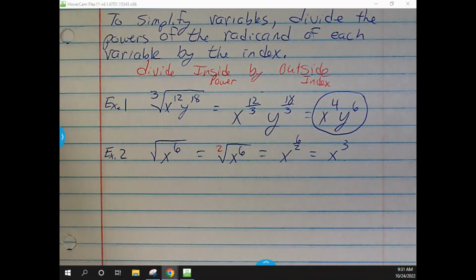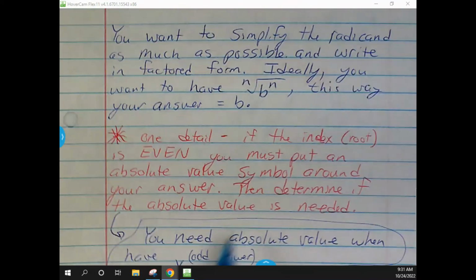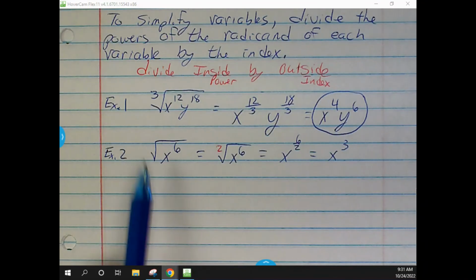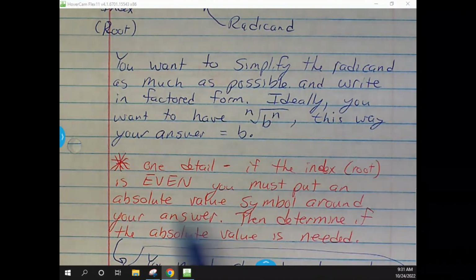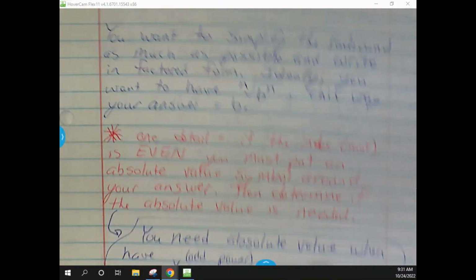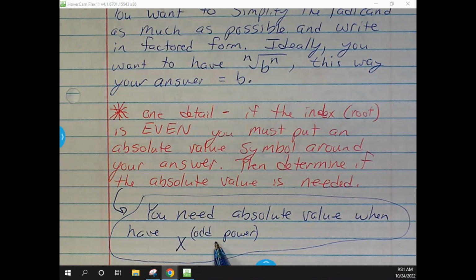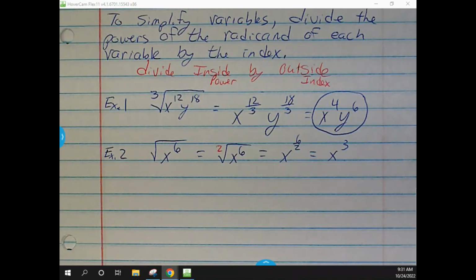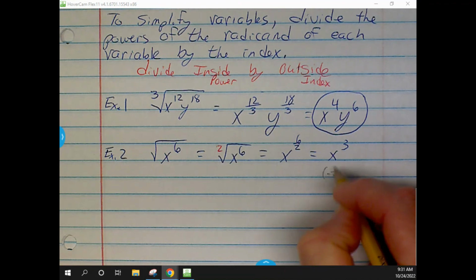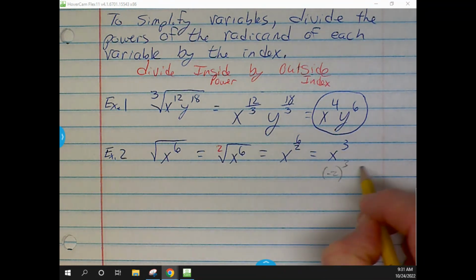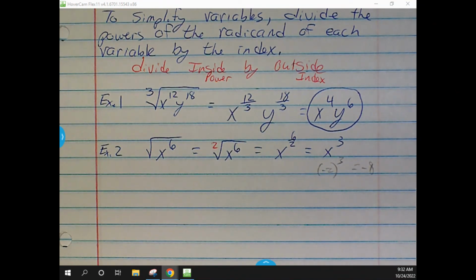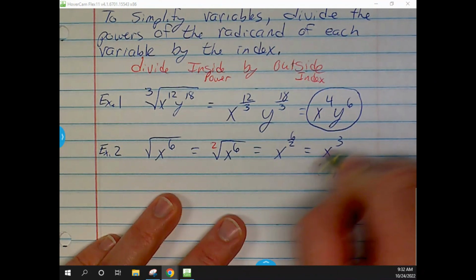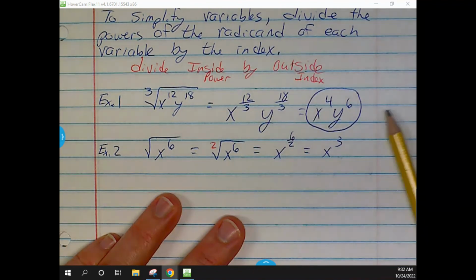All right, now here's where you have to be careful. Here's where we're going back to the rule that we talked about back here. If the index or the root is even, which is what we've got here, right? Index is 2. You must put an absolute value symbol around your answer if the answer has x to an odd power. Because what happens if we plugged in a -2 for x? The answer would be -8, right? If we're simplifying, we want the answer to be the same either way. So if we plug in a 2 or a -2, it's going to give us 2 different answers. So on a problem like this one, here's what we have to do.